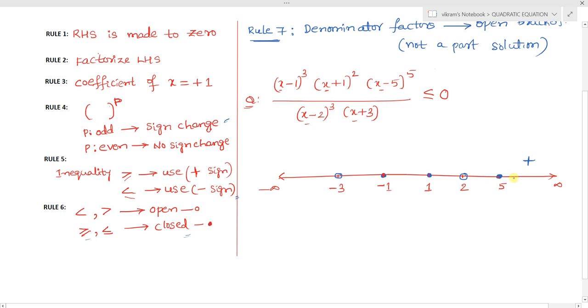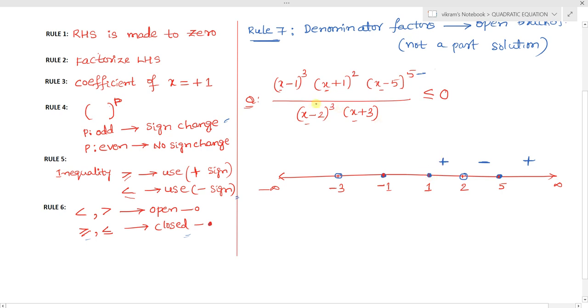Now reaching towards 5, the factor is (x minus 5) whole power 5, and 5 is odd. In the next interval, moving towards the left, since 5 is odd we need to change the sign. Now it is minus. Next, moving towards +2, x equals 2 means in the denominator (x minus 2), the power is again odd. Odd means again we need to change the sign. The next interval is represented with a plus sign.